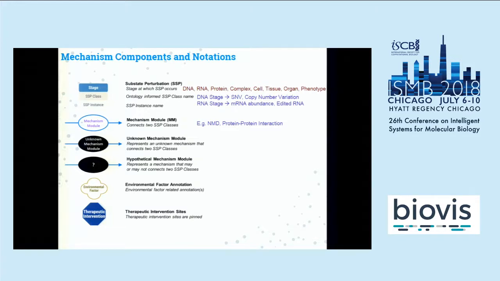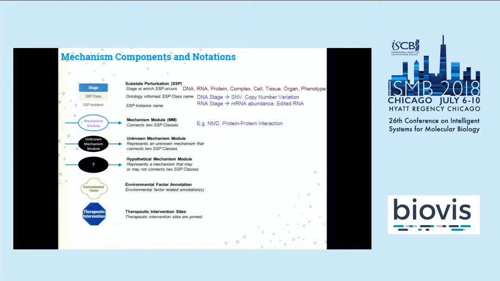Keeping that in mind, we have come up with very general notations to represent the components. This is the notation for substrate perturbation, that is SSP. It's a 3-layered box. The first layer talks about the stage at which the SSP is occurring, which can be from DNA to phenotype: DNA, RNA, protein, complex, cell, tissue, organ. And SSP class is an ontology-informed set of SSP classes, and they are stage-dependent. For example, if you're working with the DNA stage, then the SSP could be a SNV or a copy number, or if you're working with the RNA stage, it could be mRNA abundance or edited RNA abundance.